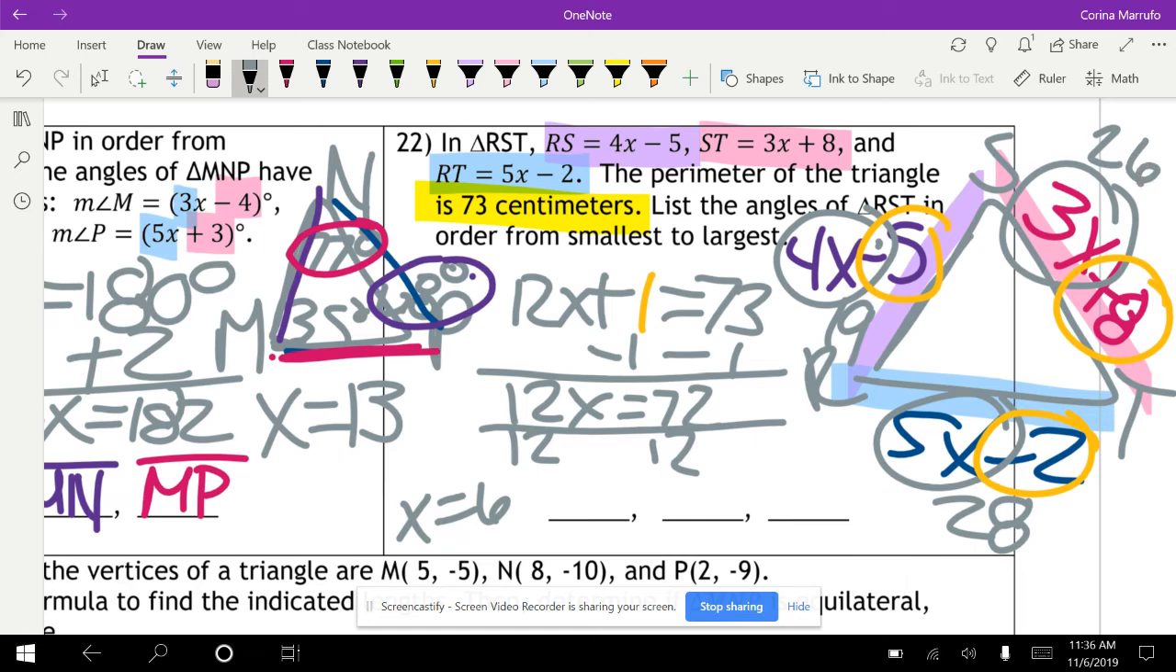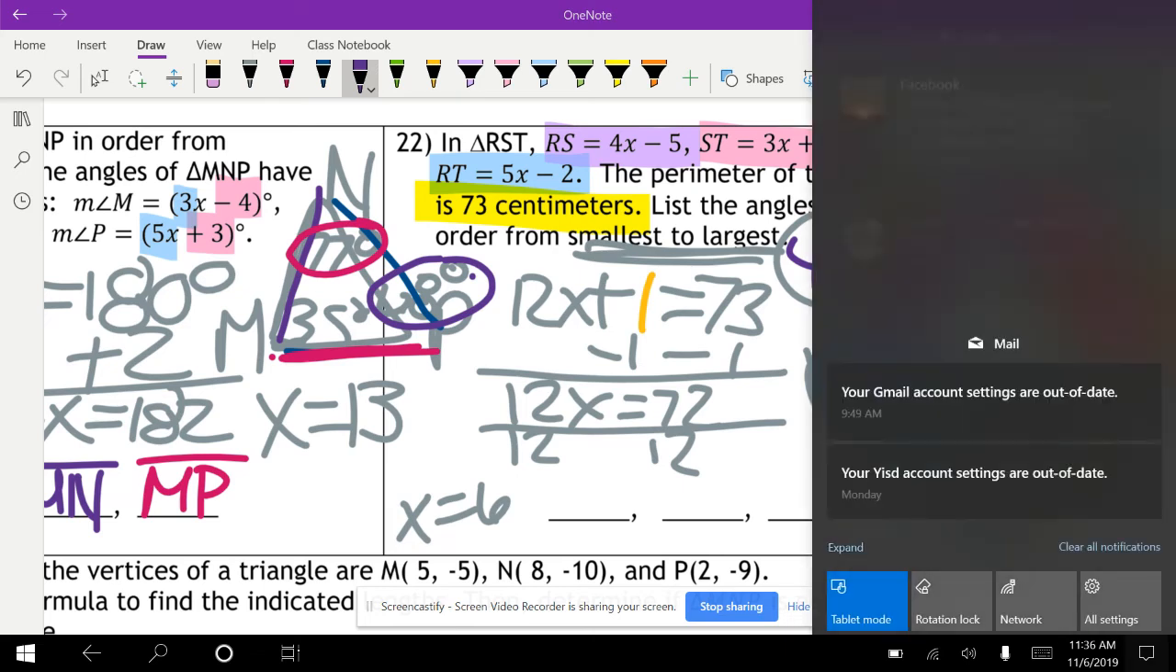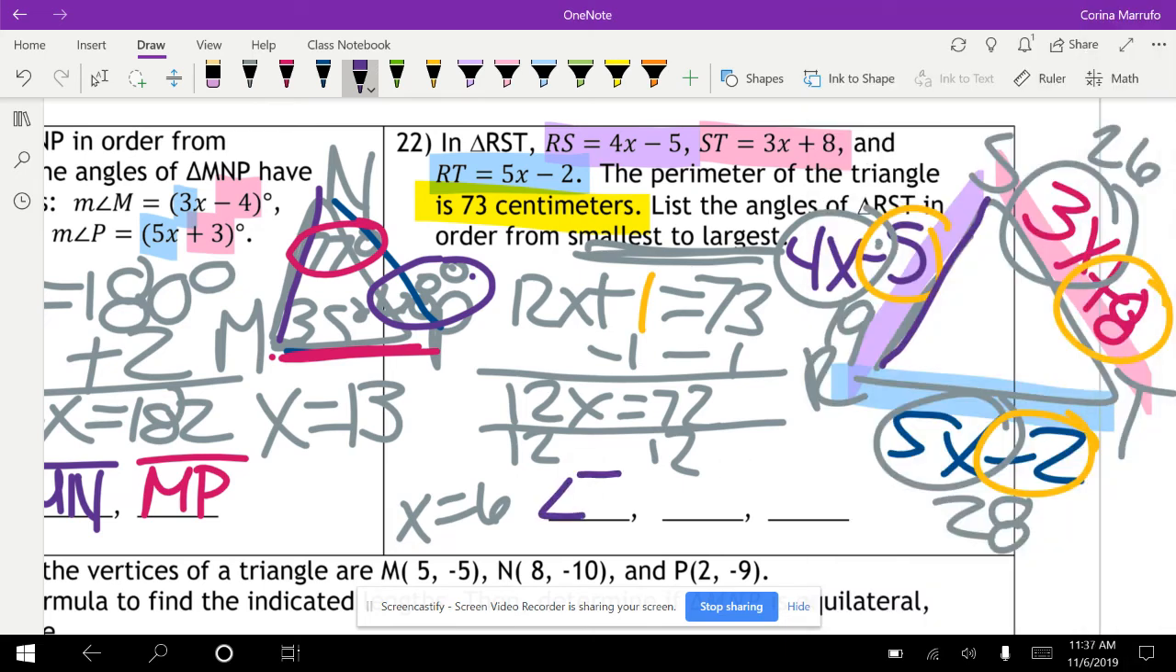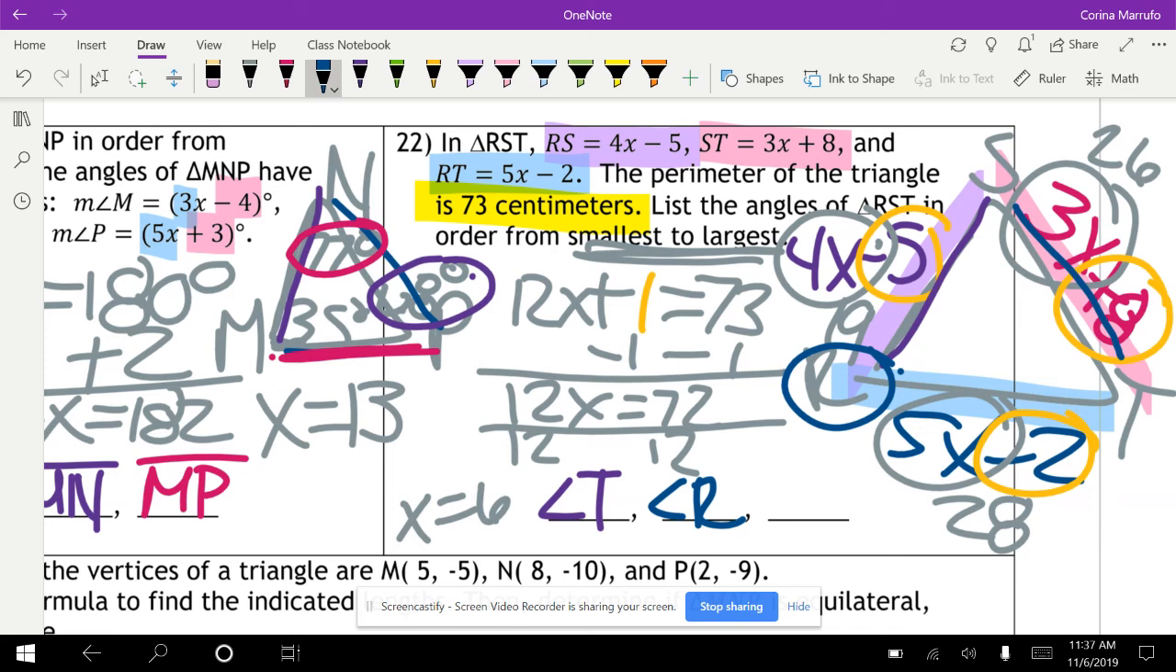So we're ready to order them. Or no, wait, we're going smallest to biggest, sorry. Smallest to largest. So the smallest side is going to be the 19. So directly across side RS is going to be angle T. Remember, when they give you the sides, you have to give angles. So angle T. And then the next one is the 26. So directly across side ST is angle R. And then last is angle S, which is the 28.